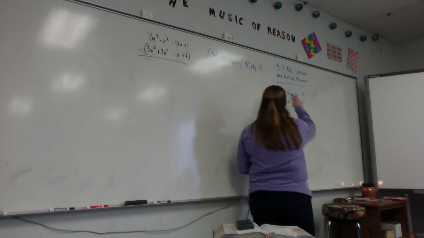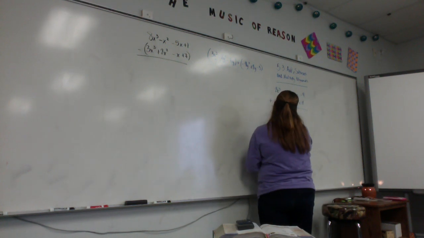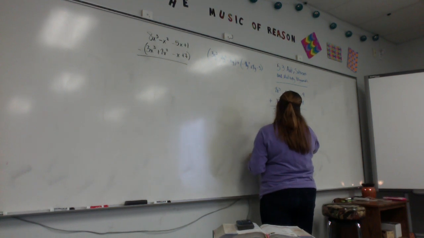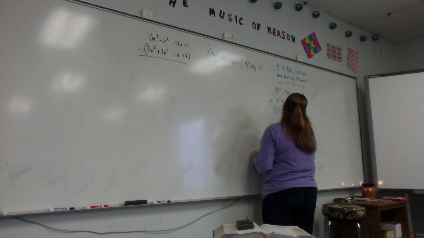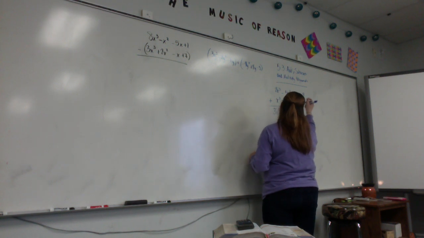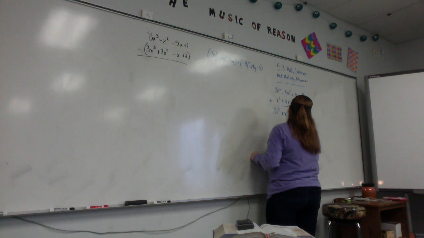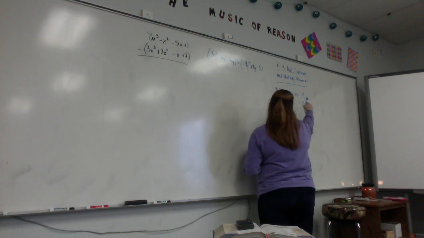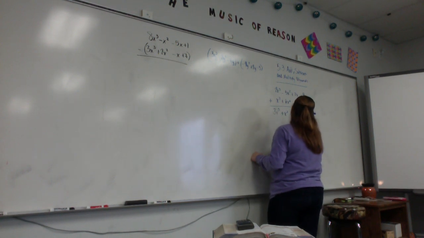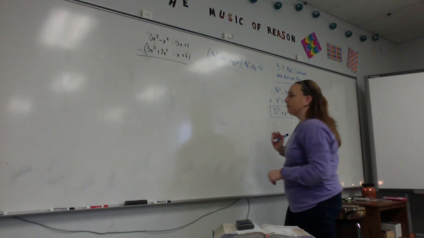So what's 2x cubed plus x cubed? 3x cubed. Good. And what is negative 5x squared plus 6x squared? x squared. And what is 3x plus nothing? Just 3x. And what's negative 9 plus 11? 2. Okay. So if they want you to add them vertically, that's how you're doing it.